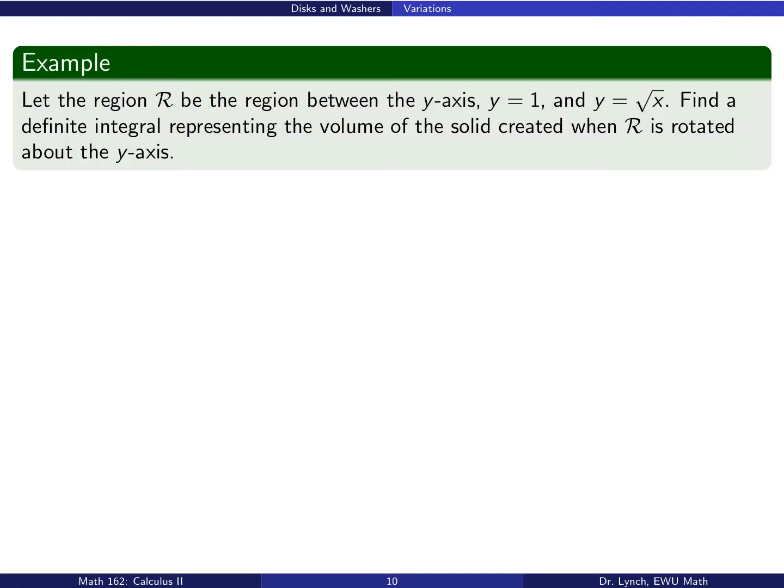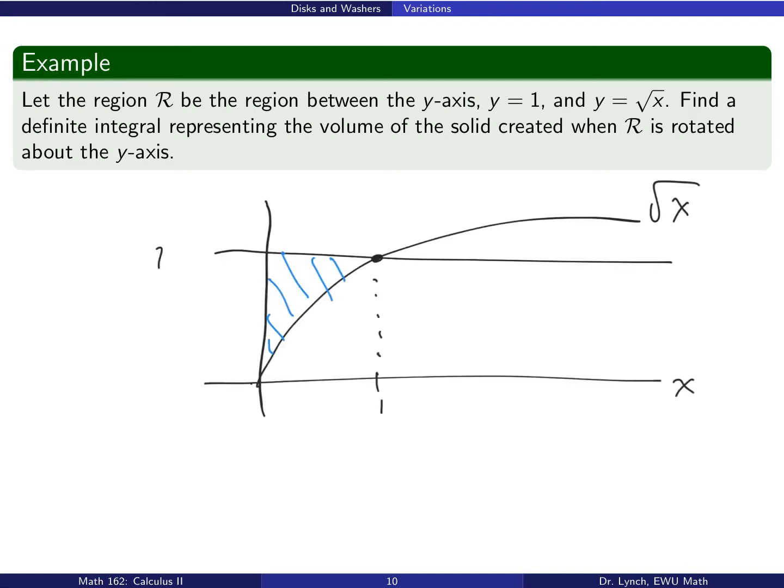Let's think about the region R between the y-axis, the line y equals 1, and the line y equals the square root of x. It's pretty straightforward to sketch, so we'll go ahead and do that. The x-axis, the y-axis, the curve square root of x, and the line y equals 1, and the region between those, this region in blue. We're going to go ahead and rotate this time around the y-axis.